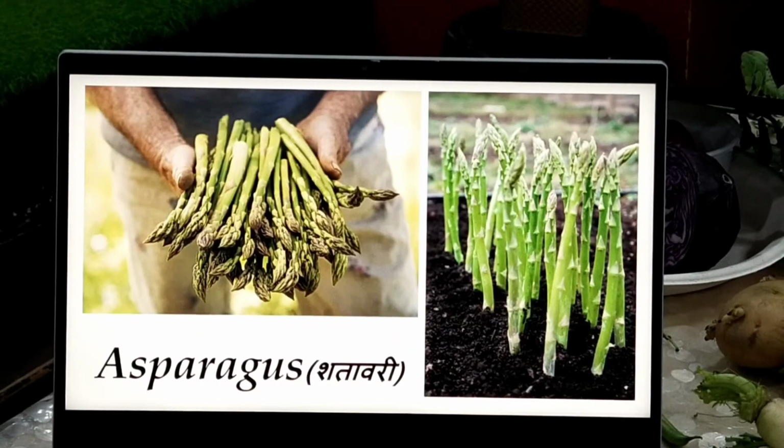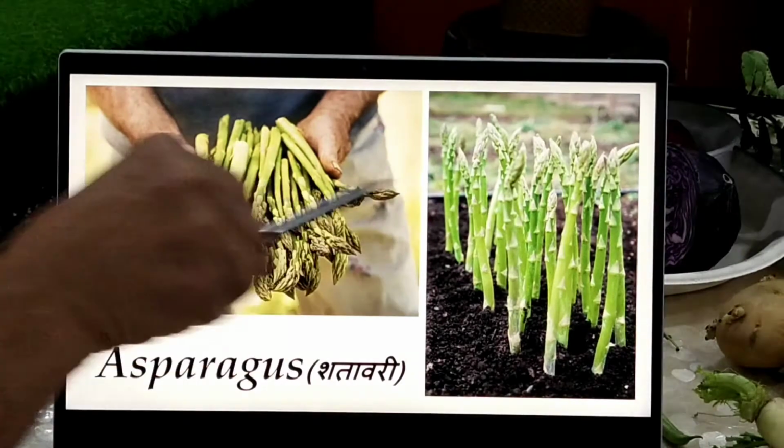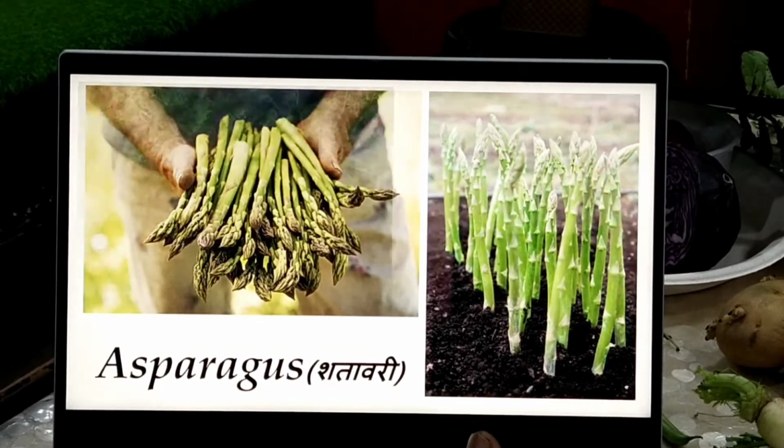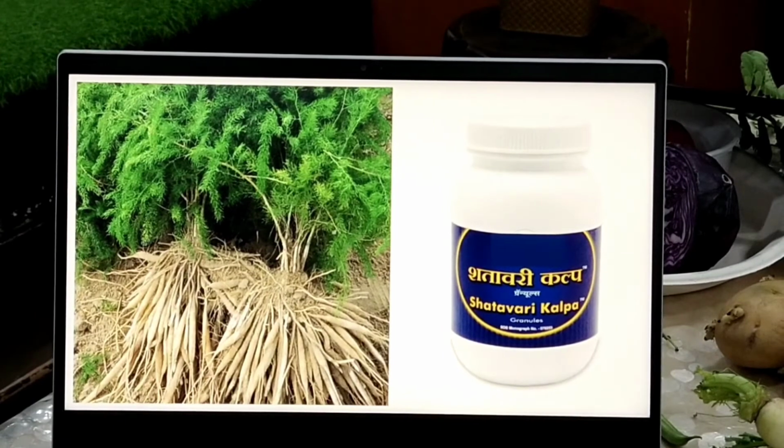Now this is asparagus. Is asparagus available to you now? This is being used as a vegetable, but actually asparagus is better known to be of this kind.